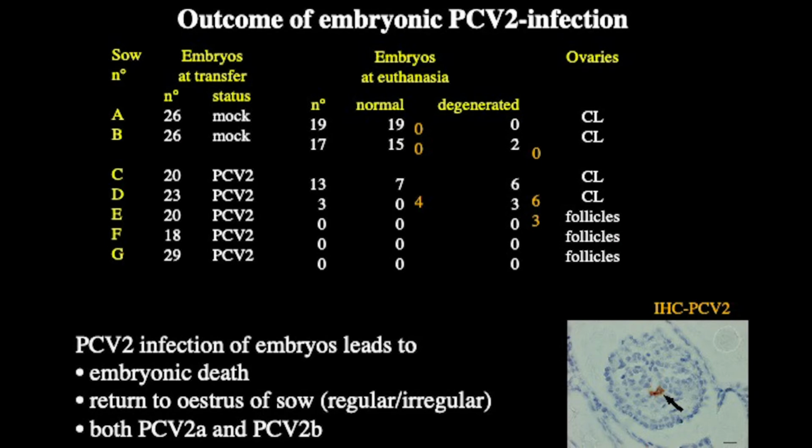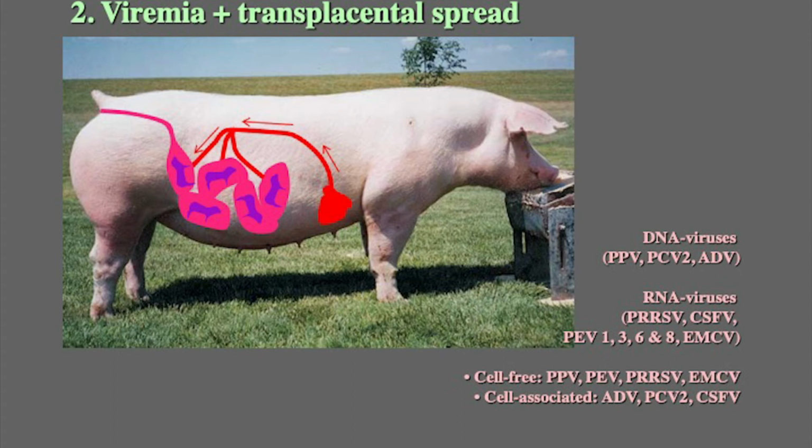Let's now go to the front of the animal. So infect a sow orally or intranasally, whatever. Then, if you want to go to the uterus, you need a trick to go into the blood and to end up in the uterus. And there are a lot of viruses doing that. So RNA viruses, PRRS, of course, classical swine fever, enteroviruses, and everybody always forgets the enteroviruses.